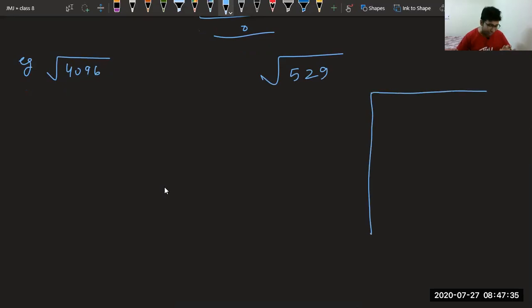The things that I will write with blue pen are the fair things, and other things just to show you how I am thinking. We have the number 529. We make the pair from right end. First pair, second pair. If there is remainder left, that means it is not a perfect square.